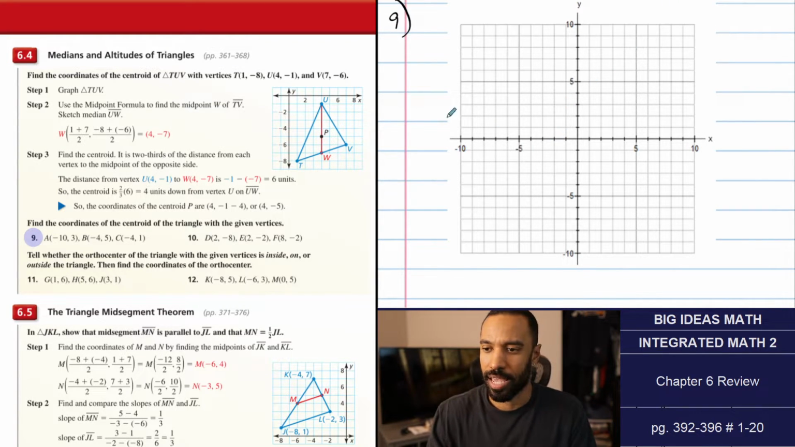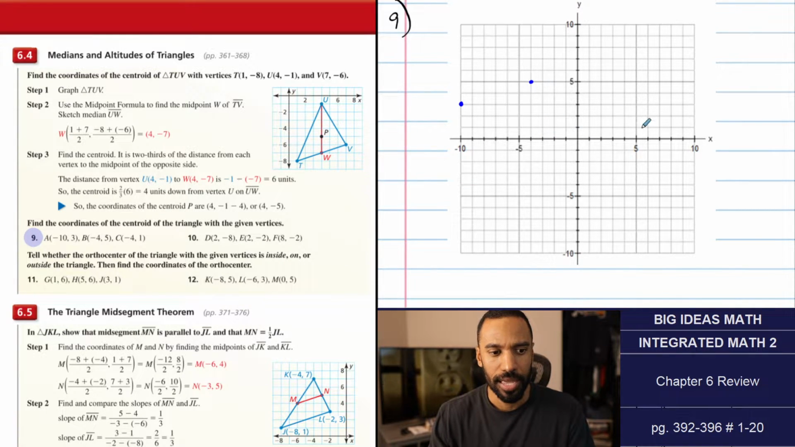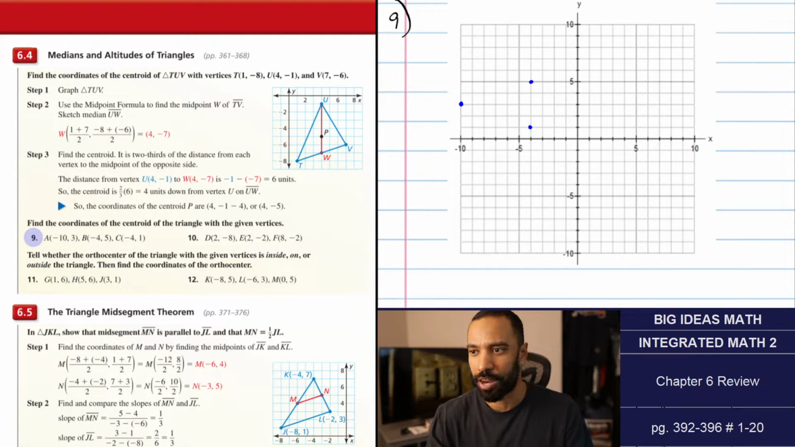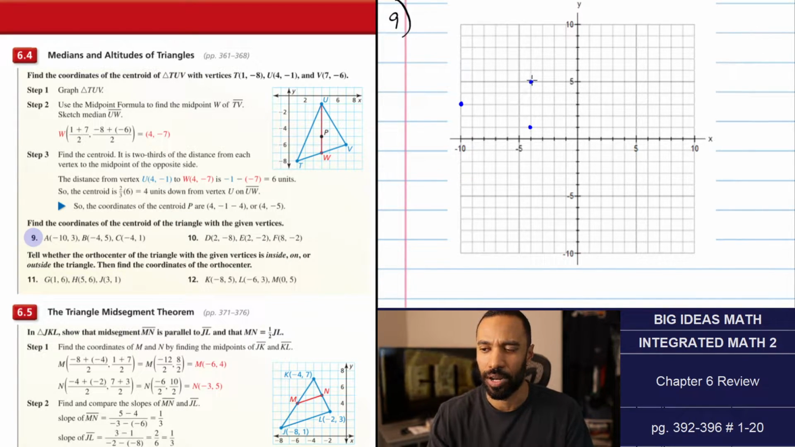A is going to be at -10, 3. As long as it fits on the graph, we're good. B is at -4, 5. And C is at -4, 1. So I think we're going to benefit from one of those. We can draw it straight through horizontally and vertically again, which is always a good thing. I think they don't want to hurt us in that way, but they could.